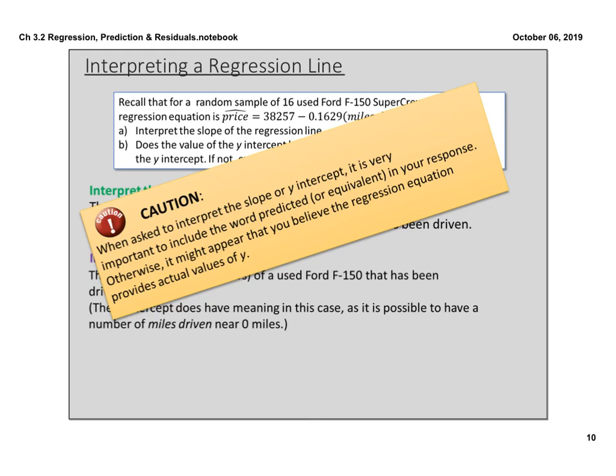So just be careful. It says when you're asked to interpret the slope or y-intercept, it is very important to include the word predicted in your response. Otherwise, it might appear that you believe the regression equation actually gives the actual values of y. Okay, so this is important. You have to say the predicted value, and you will go from an E to a P if this were a free response question on your AP exam and you don't have that word predicted in there. Predictions wear hats. If you are looking at a regression line, you are looking at predictions. You have to put hats on your variables, and you have to use the word predicted in your interpretations.